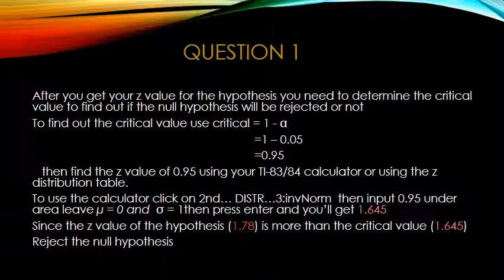So to use the calculator, you click on the second button, and then you click on distribution, DISTR, which is above the VARS button, and then you click on number 3, which is going to give you invNorm, and then you input the value 0.95 on the area, and then you leave the mu as 0, and you leave the sigma value as 1, which is what a standard normal deviation value should be, and then you press Enter, and then you get a value of 1.645.